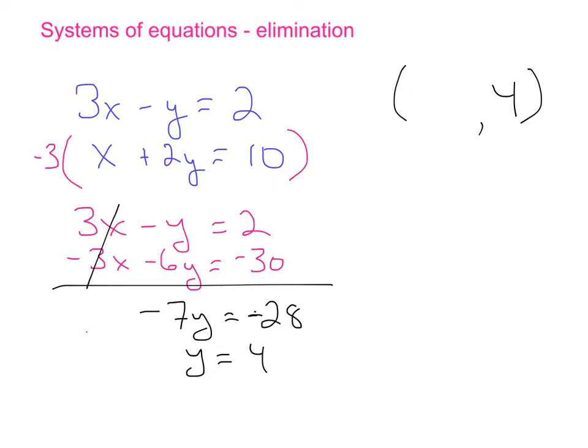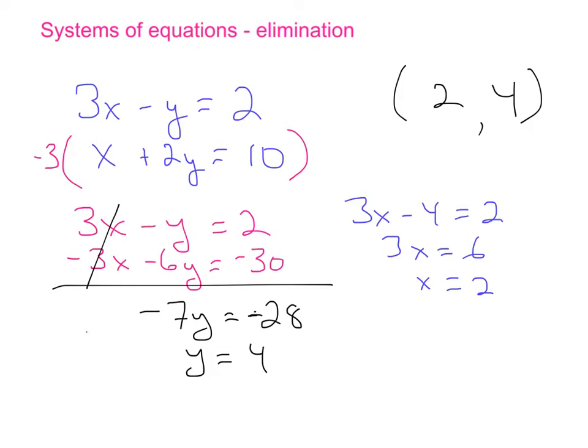All I did was solve for y, and I find my x value by simply plugging this y equals 4 in either the first equation or the second equation. It doesn't matter. I'm going to choose this first equation, but I could have picked the second one. So I'm going to get 3x minus 4 equals 2. 3x equals 6, so x equals positive 2. So my x value is 2.